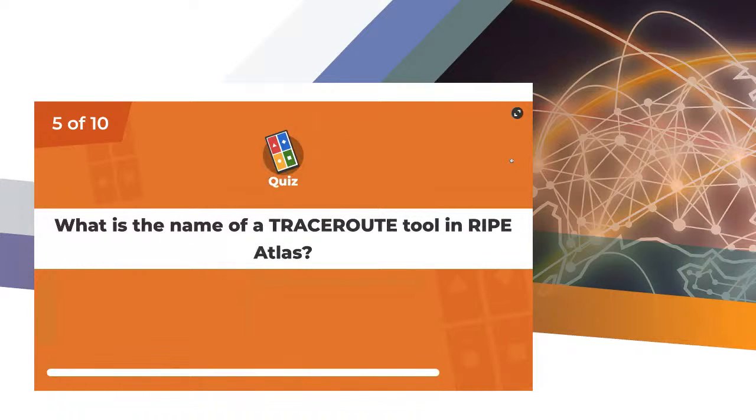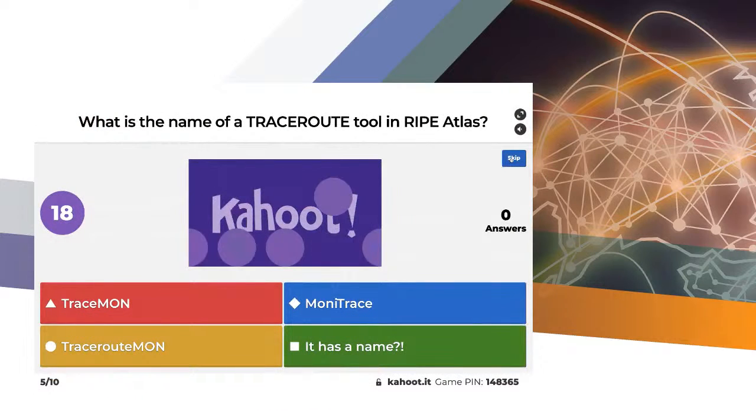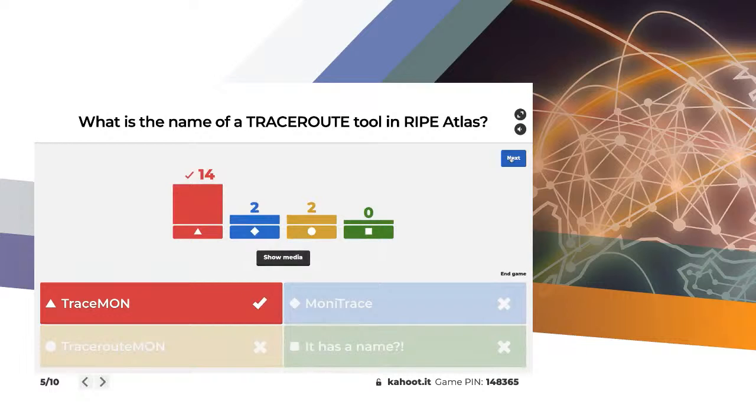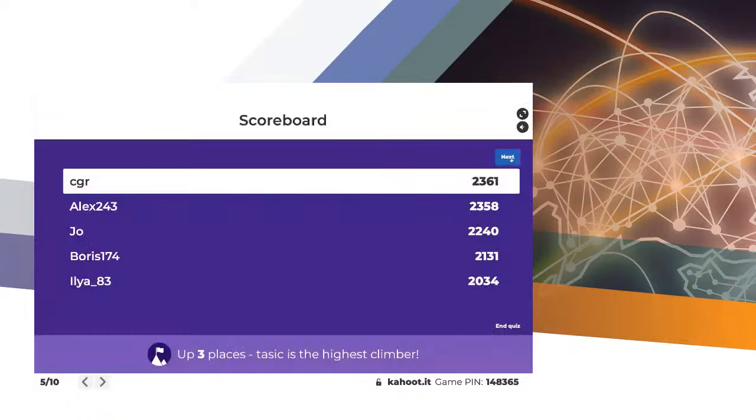What is the name of a traceroute tool in Ripe Atlas? So what is the name of a traceroute tool in Ripe Atlas? Tracemon, money trace. Traceroute or it has a name? Let's see. What do you think? Tracemon, yes. Yeah, he says. And the tables have turned. Joe at the front, Boris 174, AI 281, Ilya and 201.